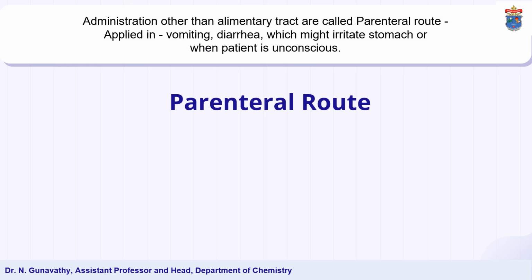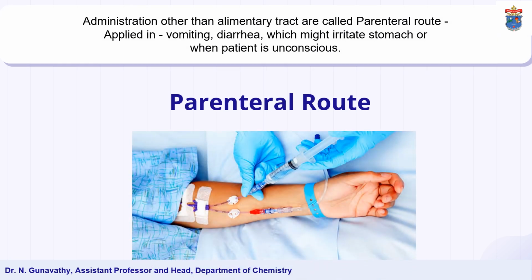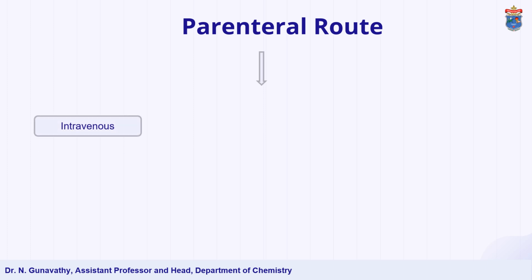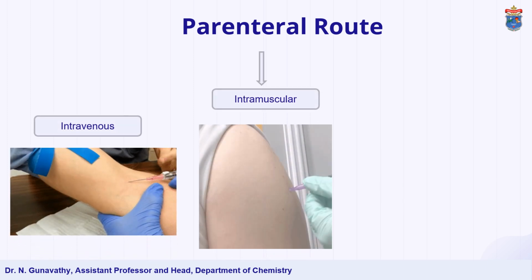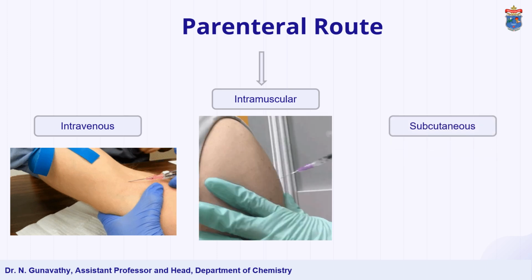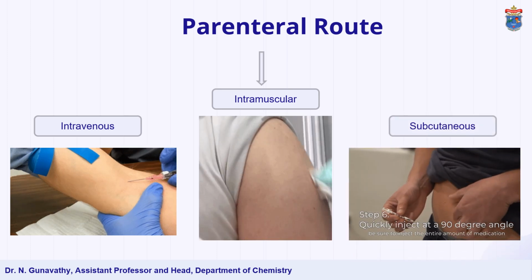Parenteral route. Administrations other than the alimentary tract are called the parenteral route, and they are applied in vomiting, diarrhea, etc., which might irritate the stomach, or when the patient is unconscious. Parenteral routes are classified as intravenous, intramuscular, and subcutaneous modes of application.